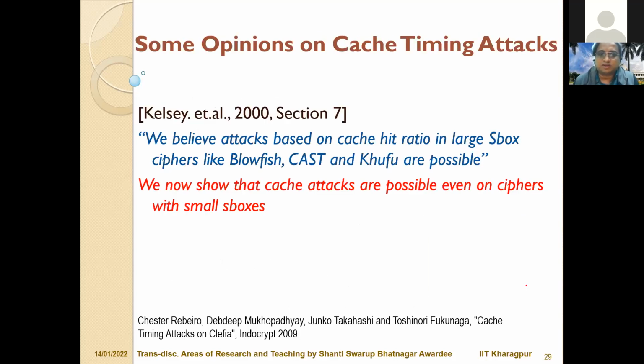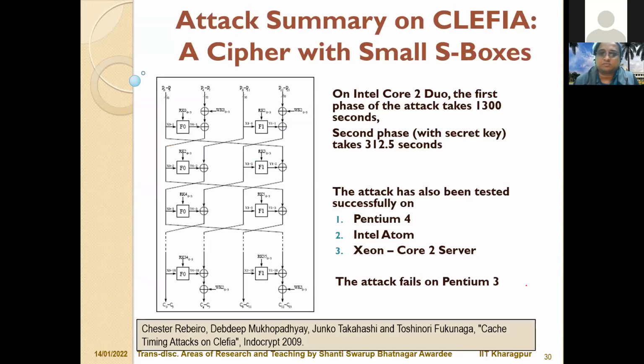Interestingly, we tried to attack a cipher with a small SBox implementation, and we showed that one can recover the complete 128-bit key in something like around 300 seconds. Interestingly, the attack works on Pentium 4, Intel Atom, Xeon Core 2 server, which were popular computing systems at that point of time while doing this research, but this attack failed on older generation computers. So why does it happen?